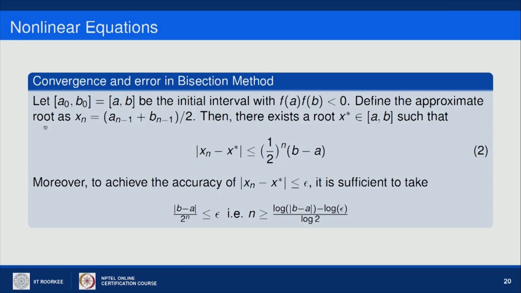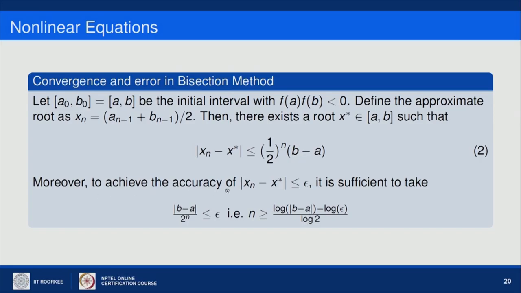Define the approximate root as xn, which is the midpoint, (an-1 plus bn-1) upon 2. Then there exists a root x star in [a, b] such that the absolute value of xn minus x star is less than or equal to 1 by 2 raised to power n into (b minus a), where [a, b] is the original interval.